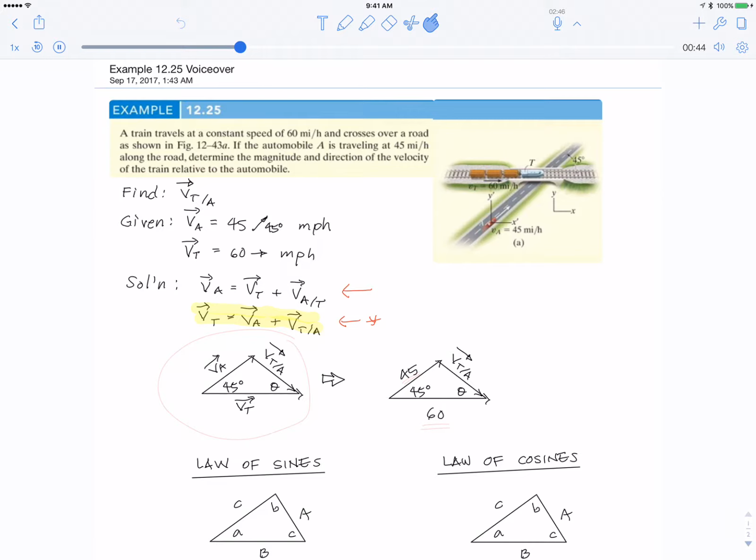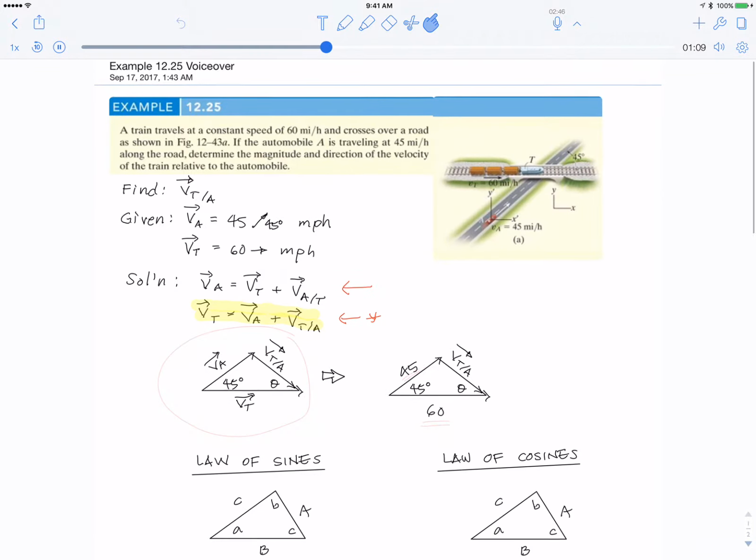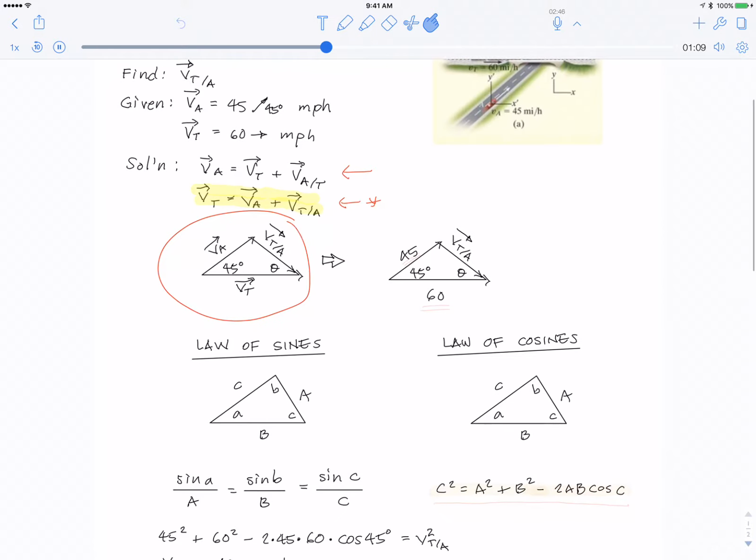We want the velocity of the train is the velocity of A plus what the train appears to be doing relative to A. So that's what we want. Then from there, it's just vectors. And so the velocity of the train is 60 miles per hour in the x direction. The velocity of A is 45 degrees going up, and train relative to A must be coming down at some angle. Now, the way I've drawn this here, it looks like theta is 45 degrees, but that's not necessarily the case. It all depends on how the numbers come out.